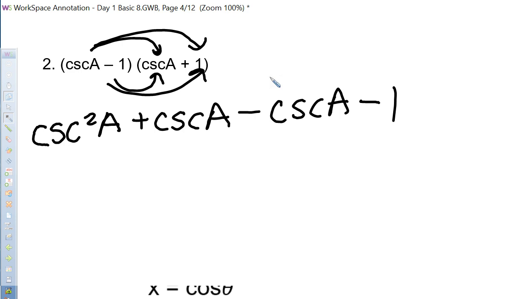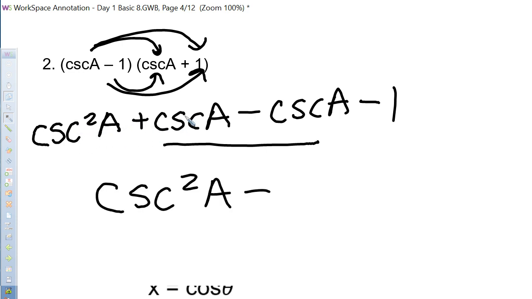How many terms did I have in my answer? Only 1. What happens with these 2 terms in the middle? They cancel. So bring down the cosecant squared of A and the minus 1. Now notice I have a 1 and I have a squared trig function. So it's probably a Pythagorean identity.